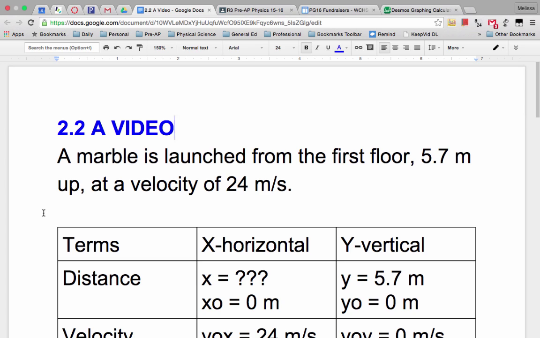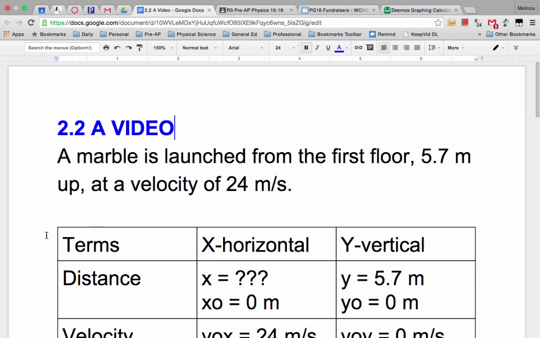This one's going to be a little bit different because I put it all into a Google Doc. I'll share this Google Doc with you all as well. A marble is launched from the first floor 5.7 meters up at a velocity of 24 meters per second. Notice that when I read this, I don't read the M or the M/S, I read what it actually stands for. That way you know what you're looking at.